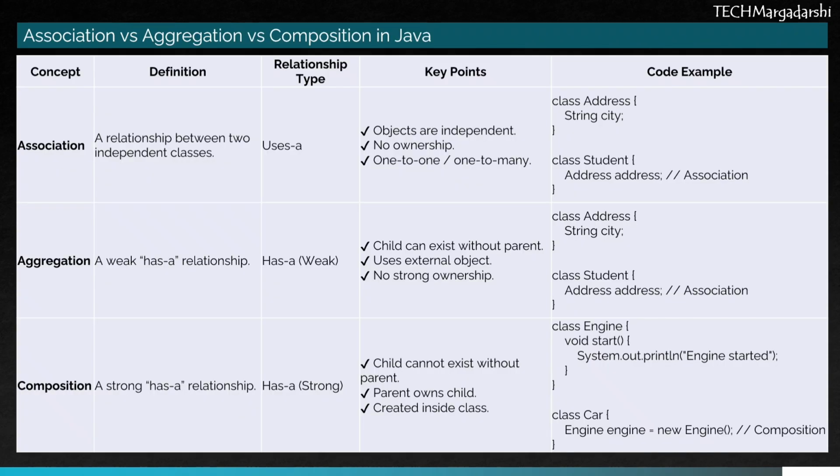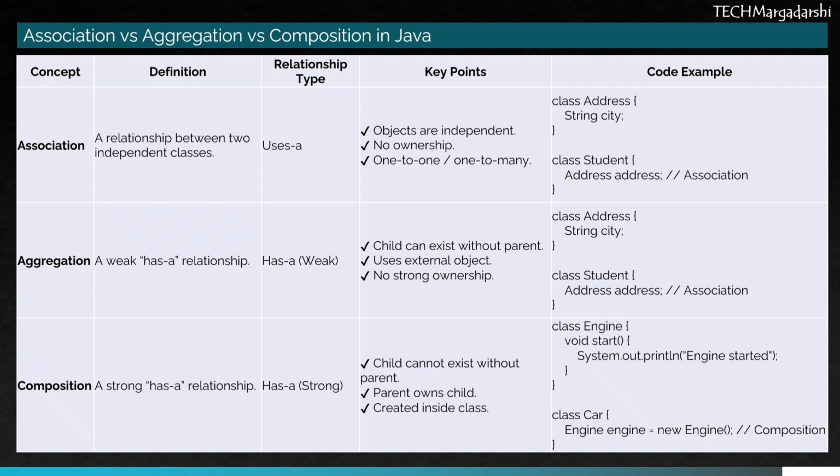In this slide, we are comparing association, aggregation, and composition in Java. These concepts describe how one class is related to another class. Association represents a basic relationship between two independent classes. In this case, one class uses another class, but there is no ownership. Both objects can exist independently, and the relationship can be one to one or one to many.